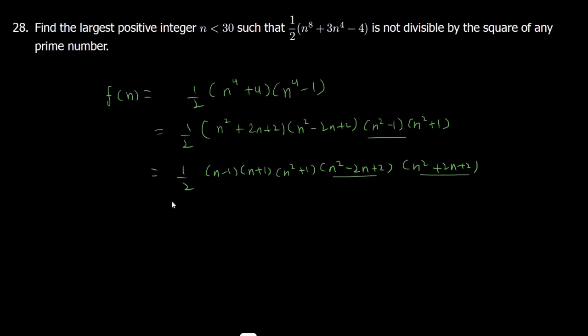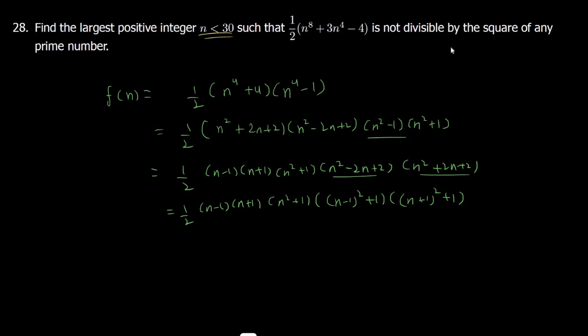If you want to further simplify these two expressions, you can also write them as 1/2 times (n − 1)(n + 1)(n² + 1)((n − 1)² + 1)((n + 1)² + 1). Now what do we want? The largest positive integer n less than 30, such that this is not divisible by the square of any prime number.